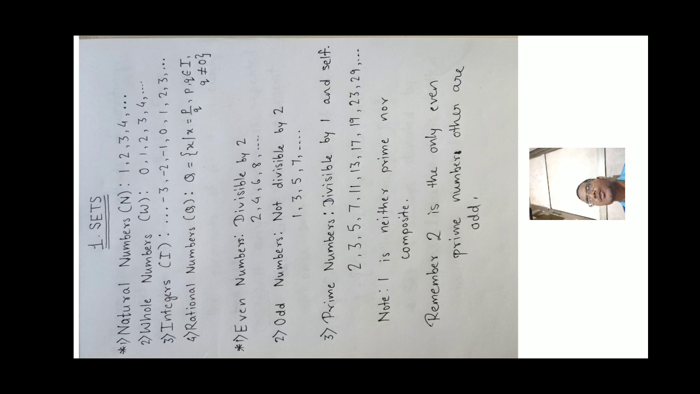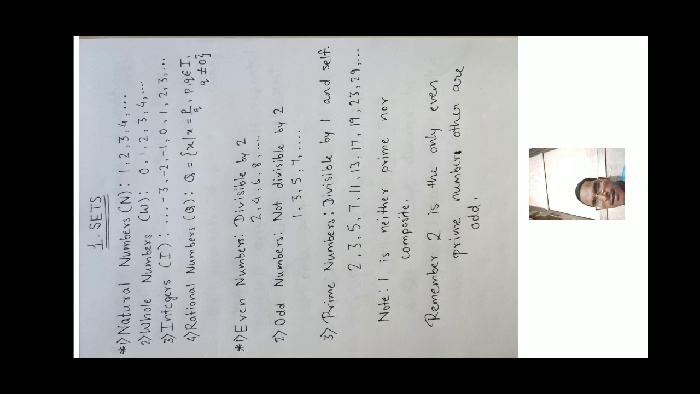Even numbers are those numbers which are divisible by 2, that is table of 2: 2, 4, 6, 8, dot dot dot, means you can have any number 10, 12, 14, 66, 98. Those numbers which are divisible by 2 are called even numbers. And odd numbers are those numbers which are not divisible by 2, that is 1, 3, 5, 7 and so on.